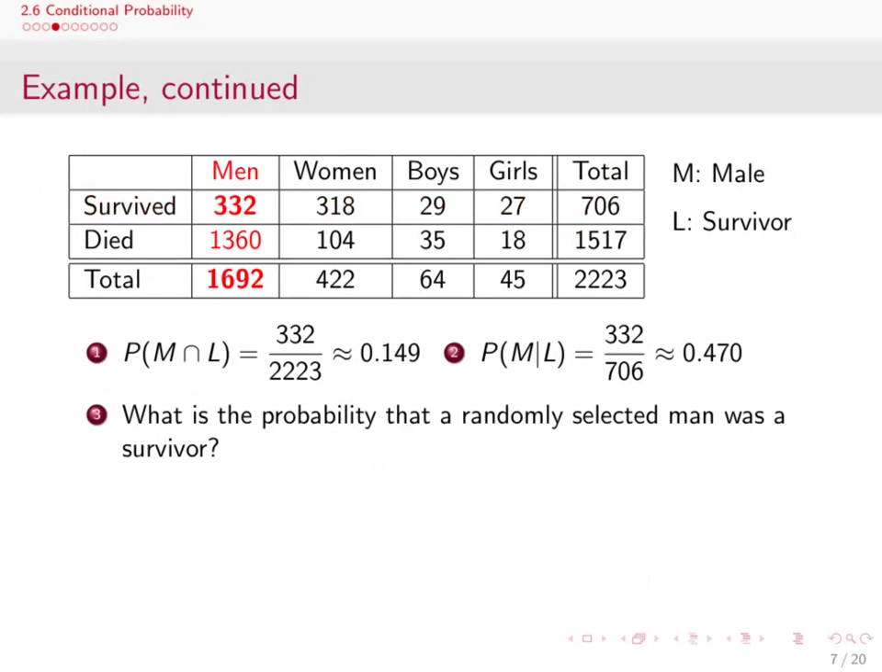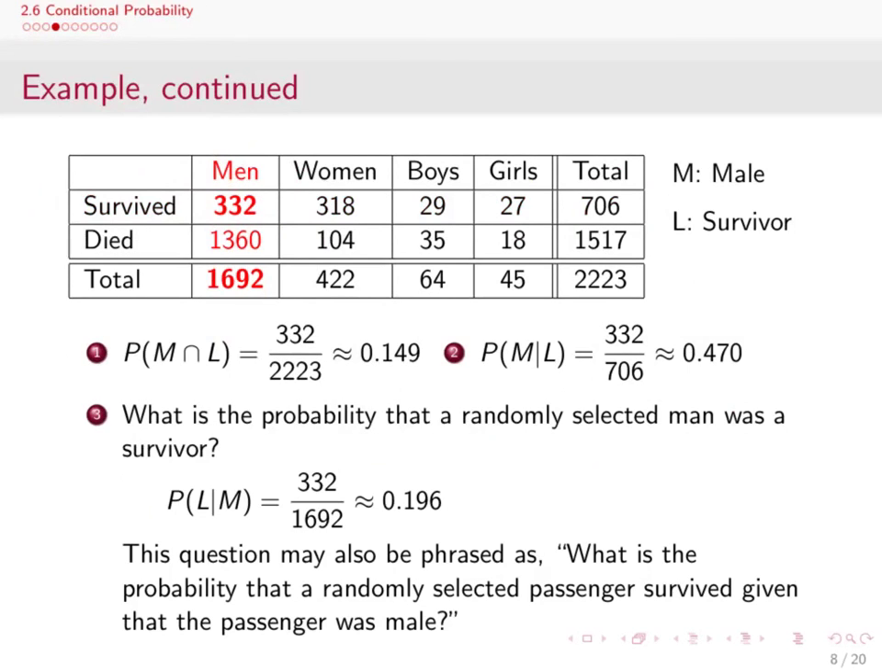Next, we ask, what is the probability that a randomly selected man was a survivor? In this case, we first are restricting ourselves to a sample space of only men, and we see that 332 of them survived out of the 1,692. So we'll say then that the probability is approximately 0.196. And again, I'm using this notation here that has the vertical bar in there to represent that first we're restricting ourselves to the men, and then we're looking at the probability that someone survives. So we call that the probability that a passenger survived given that the passenger was male.